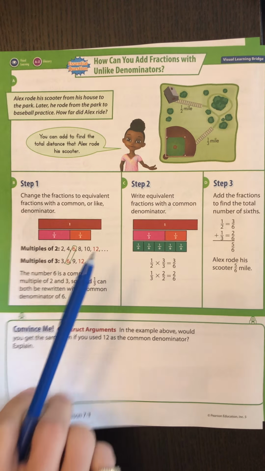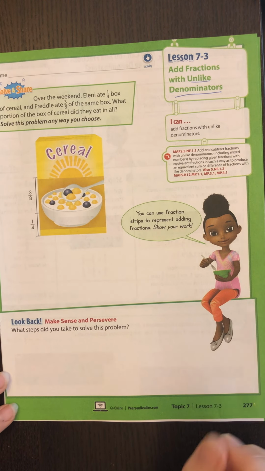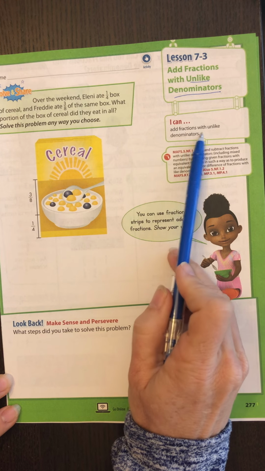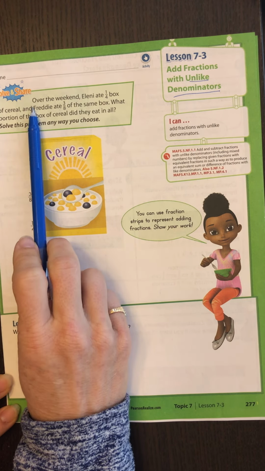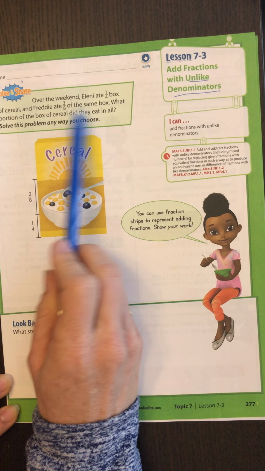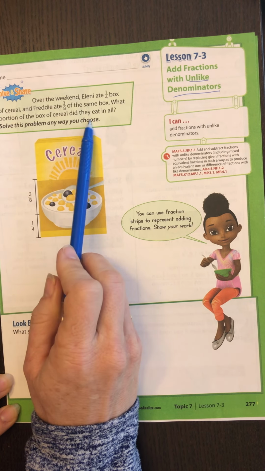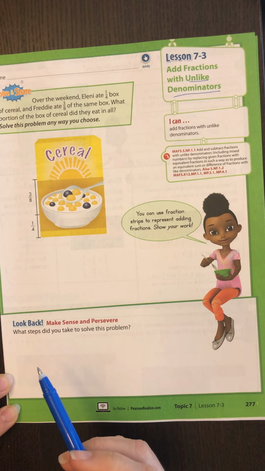We are going to do another example here in Solve and Share. So at the end of this lesson, we can add fractions with unlike denominators. Solve and Share. Over the weekend, Eleni ate 1/4 box of cereal and Freddie ate 3/8 of the same box. What portion of the box of cereal did they eat in all? Solve this problem any way you choose.